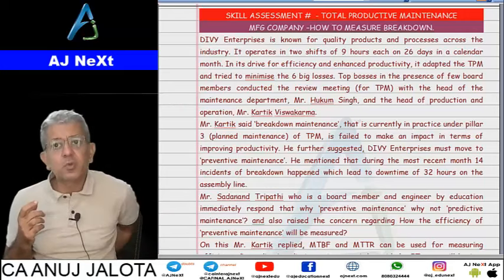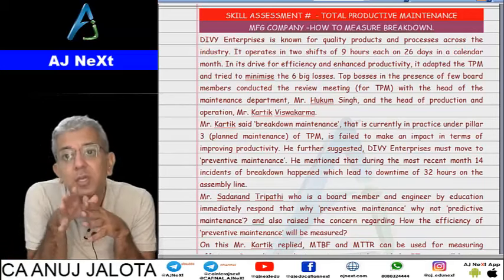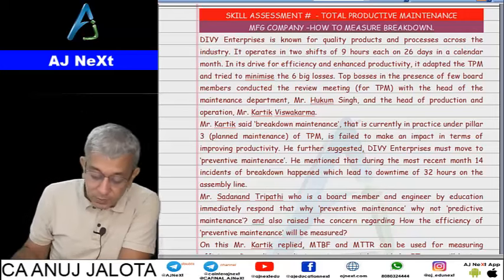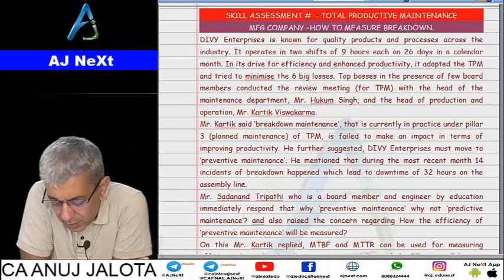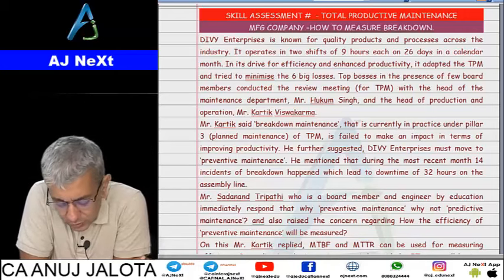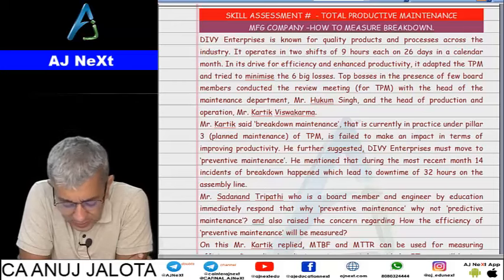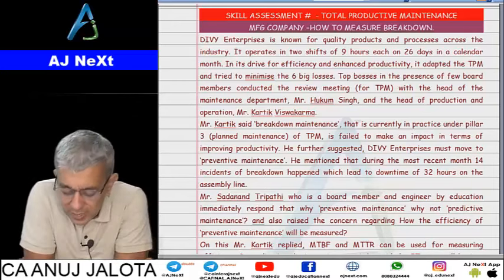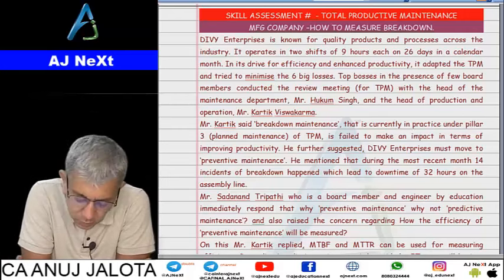Now we are starting with this question. Apart from whatever OEE ratios are there, there are two other ratios that will be coming in this question also. DIVY Enterprises is known for quality products and processes across industry. It operates two shifts of 9 hours each on 26 days in a calendar month. In its drive for efficiency and enhanced productivity, it adopted TPM and tried to minimize the 6 big losses.